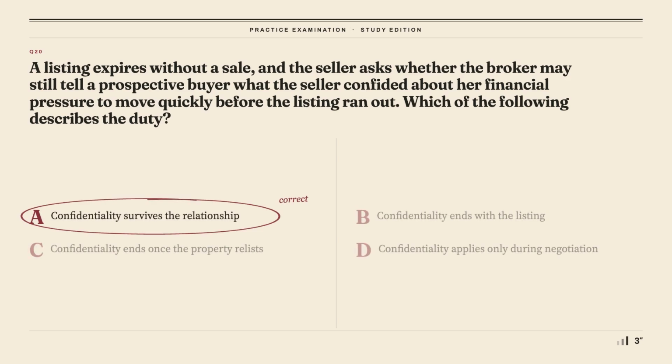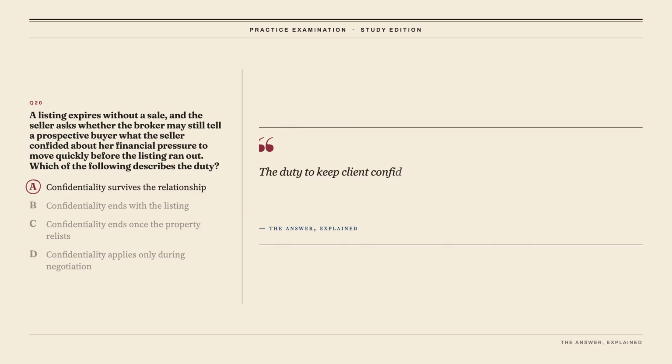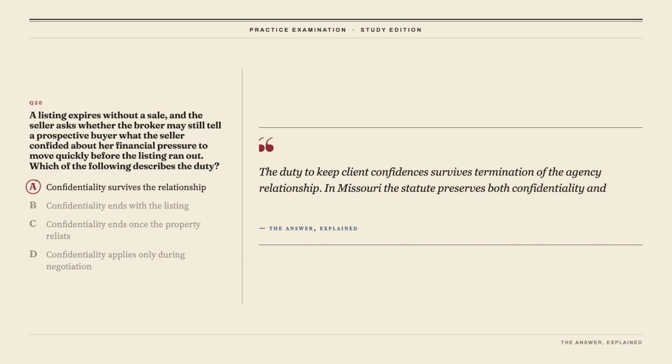The correct answer is A. Confidentiality survives the relationship. A is correct because the duty to keep client confidences survives termination of the agency relationship. In Missouri, the statute preserves both confidentiality and the duty to account after a brokerage agreement ends.